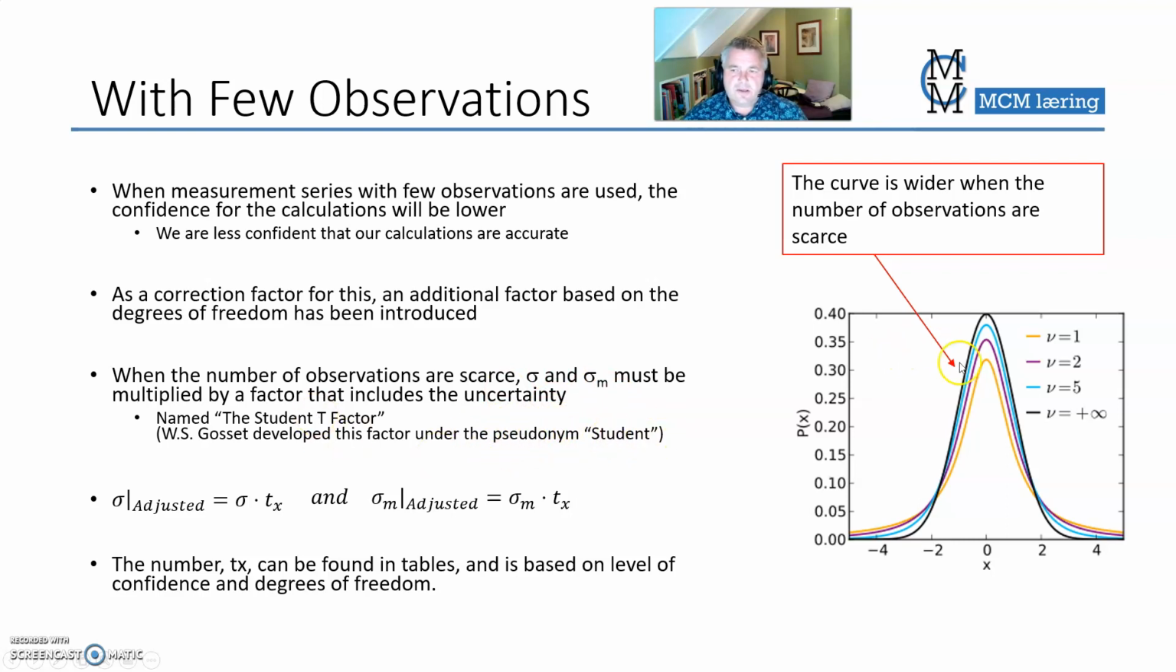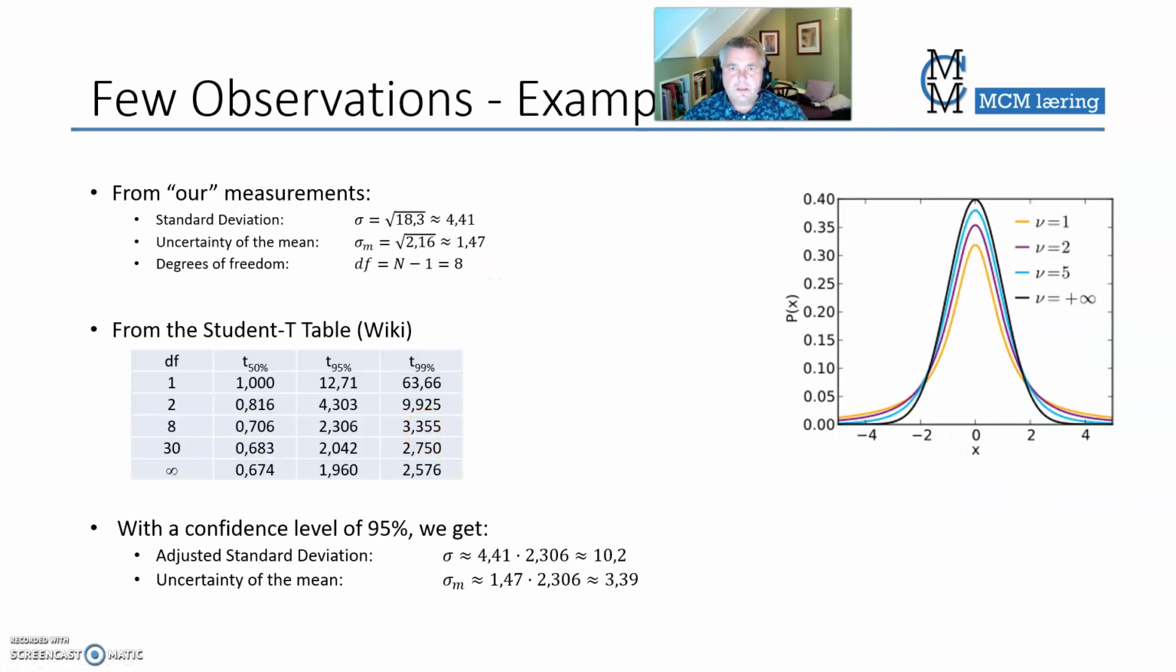So Student t is an add-on number that we multiply with our normal distribution curve here in order to include the extra uncertainties that follow few observations. Example here.